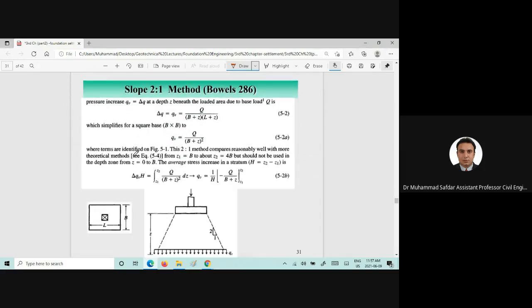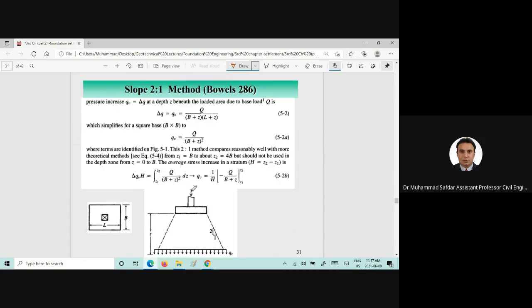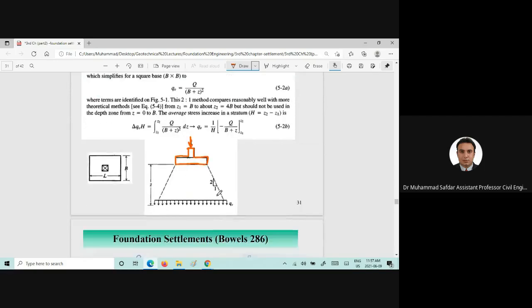Now talking about the slope 2-1 method. In the slope 2-1 method, it is proposed that if a load is applied onto a footing here, this will be P, and this portion would be C by 2, and this portion would be equal to C by 2 as well.